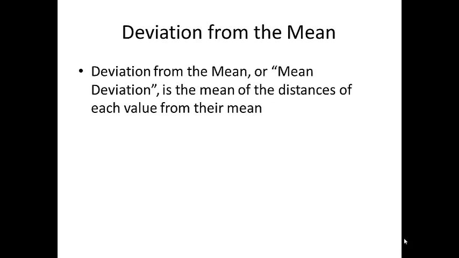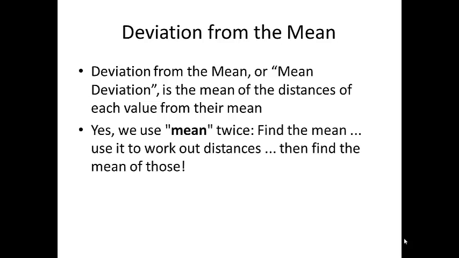Another way to analyze your data is to find the deviation from the mean. Deviation from the mean, or mean deviation, is the mean, or average, of the distances of each value from the mean or average of the entire set of numbers. Yes, we mean mean twice. Find the mean, use it to work out distance, then find the mean of the distance.